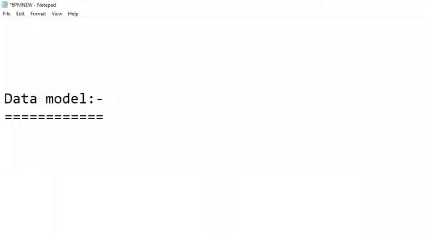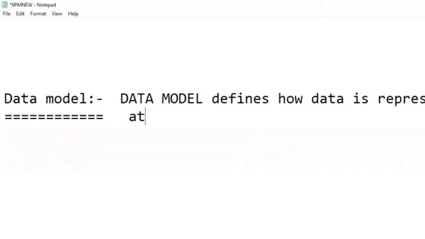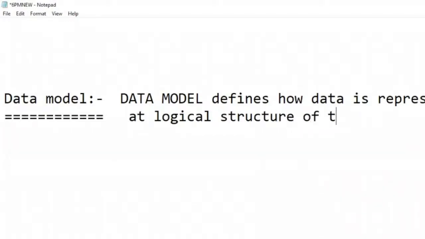Data model represents how data is represented. Data model defines how data is represented at the logical structure of the database. Observe here, how data is represented at the logical structure of the database. How easy a definition. Observe here, the logical structure of the database.